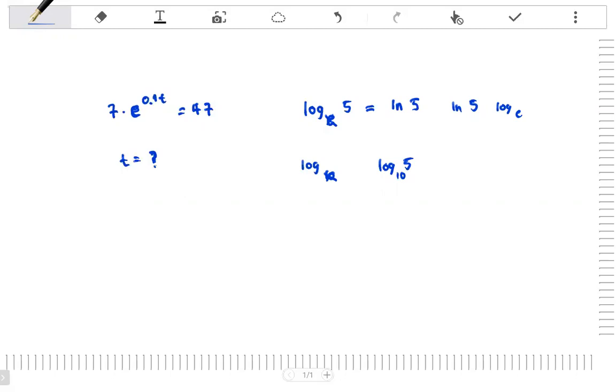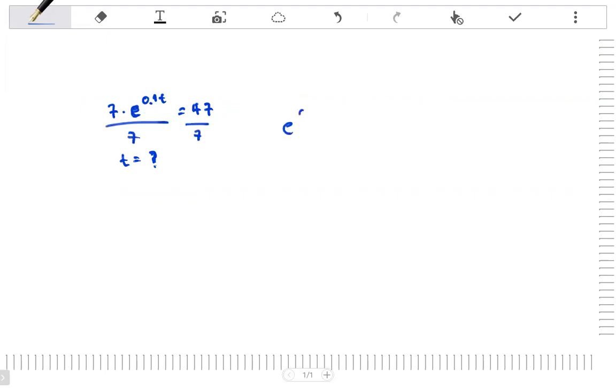So back to our problem. We're given this equation and we want to solve for t. Let's start with dividing by 7 on both sides, which leaves us with e to the 0.1t equals 47 over 7. We can't really simplify that, so let's just leave it as it is. And how do you get rid of the e now?